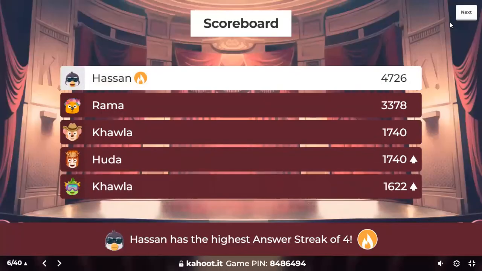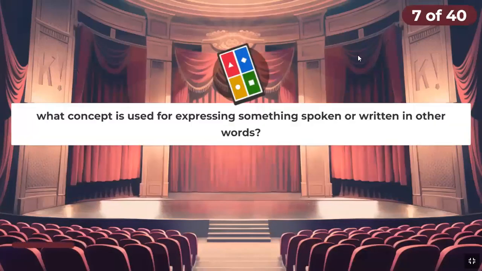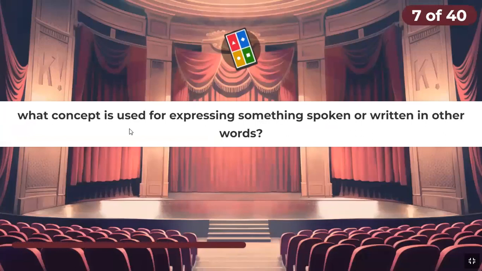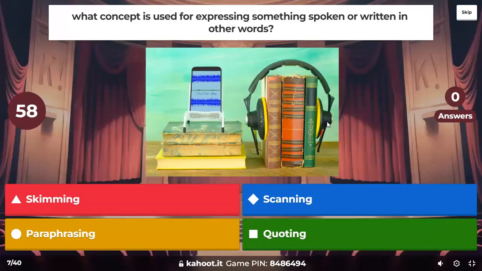Okay, cool. Hassan is still number 1. Okay, this is the last question. Now, what concept is used for expressing something spoken or written in other words? If you have an idea and you express this idea in other words, is it skimming, scanning, paraphrasing, or quoting?